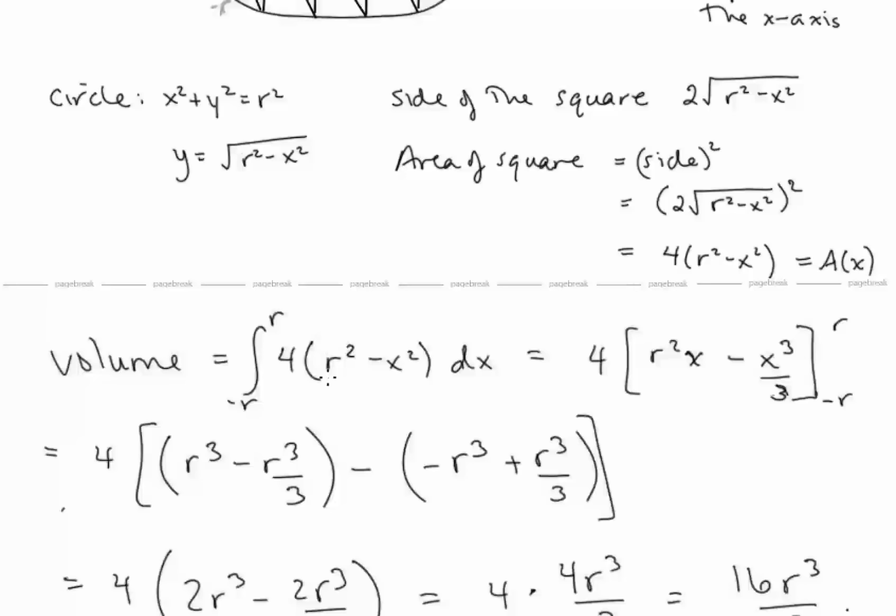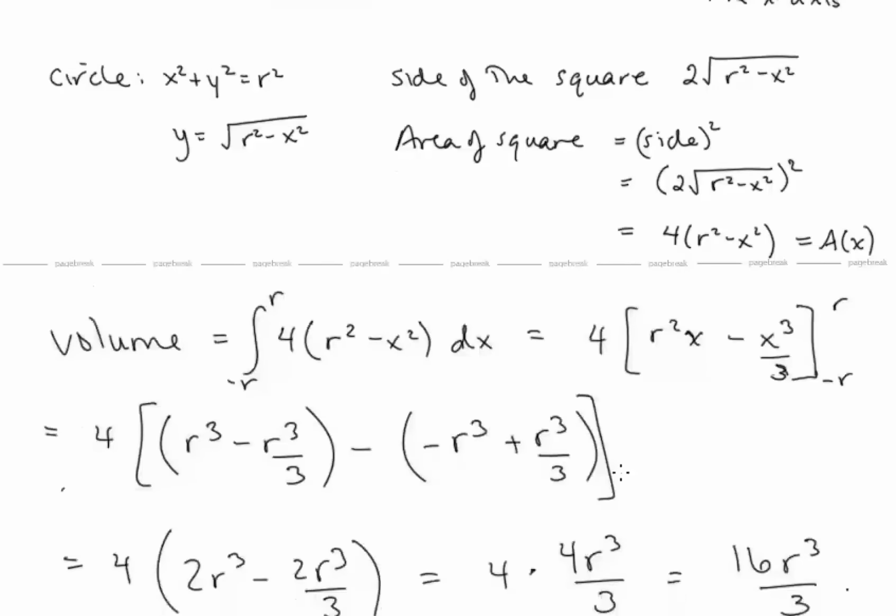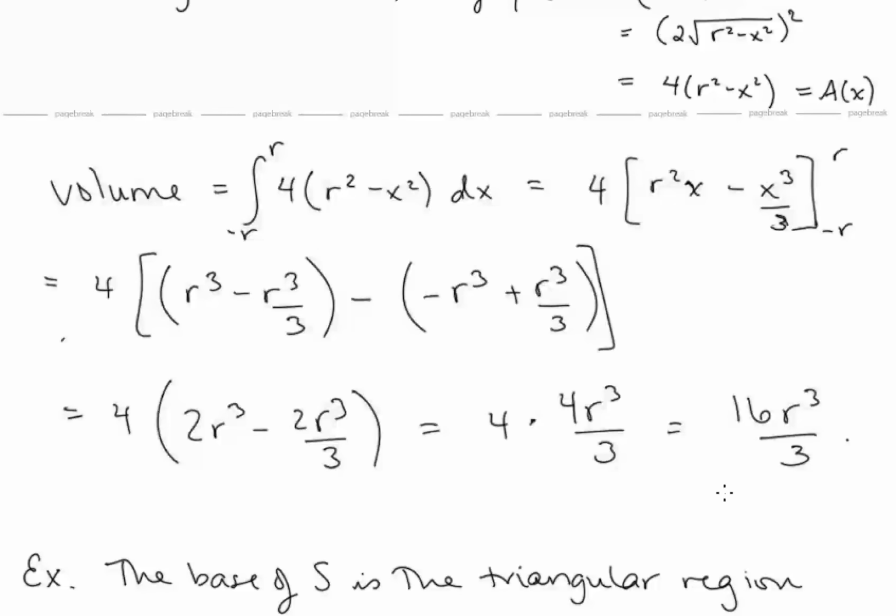So integrating here, we have r squared x. And integrating here, we have x to the third over 3. And we still have our 4 on the outside. And then we just integrated on x. We plug the r and the negative r in for x when we evaluate our integral. And so that gives us 16r to the third over 3.